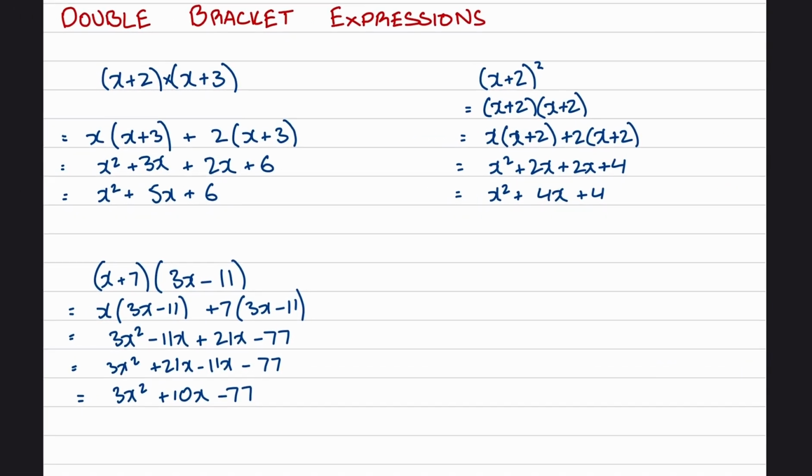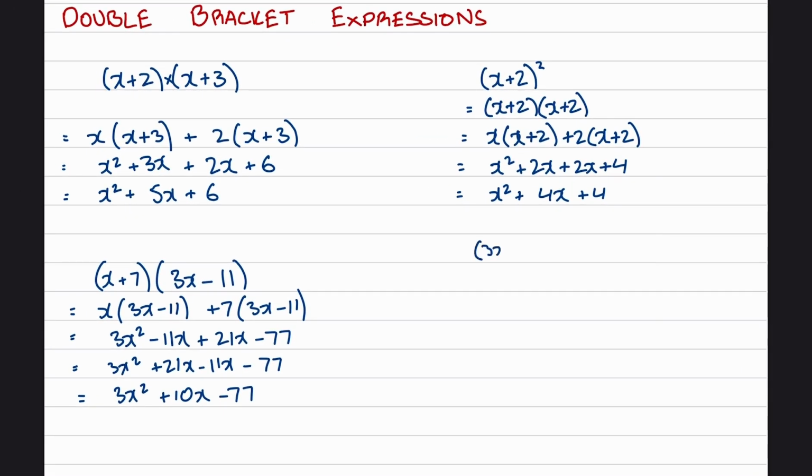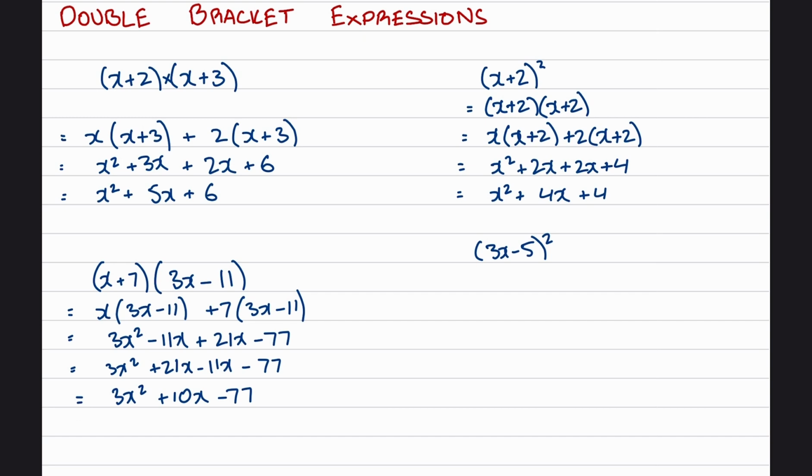And the same goes for if I had, say, 3x minus 5 whole squared. Being whole squared means that it's being multiplied by itself, so I can also write this as 3x minus 5 and 3x minus 5, of course, and then multiply this term with both of these and this term with both of these. So 3x into 3x minus 5, and minus 5 into 3x minus 5.